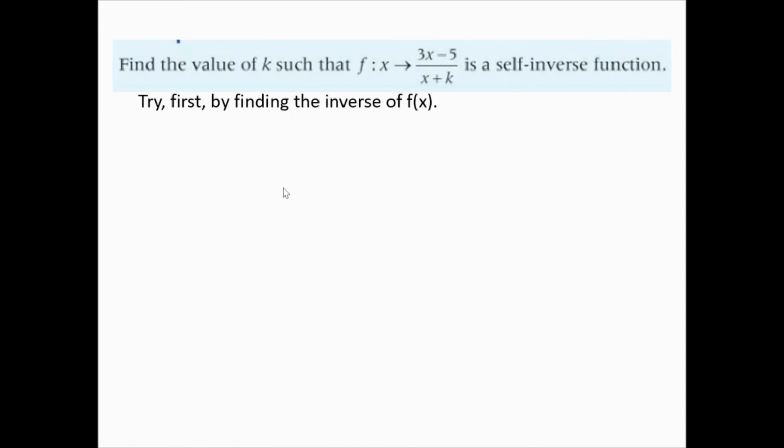It's a little different. We're looking for the value of k such that this function is a self-inverse. So notice we're given a function. We're told that it's self-inverse, but we have an unknown value here. We're going to have to find out what value can go in here so that this will be a self-inverse. We're going to try this first by finding the inverse. So kind of again like the easier approach, the one where we take this function, find its inverse, and then maybe that will help us.